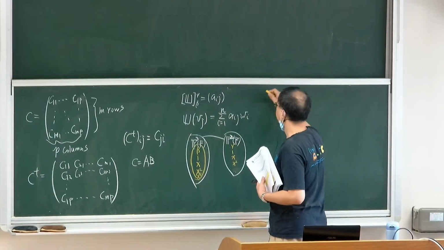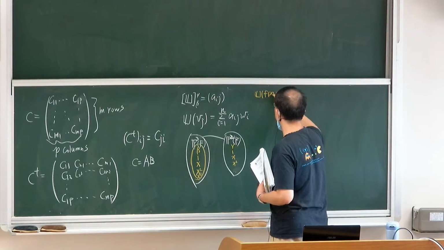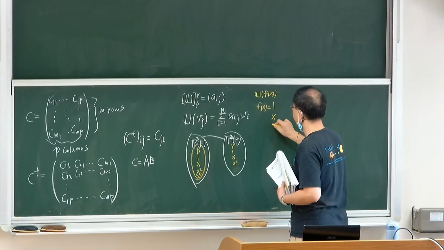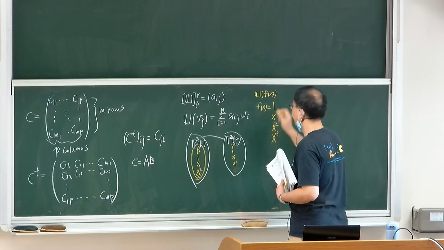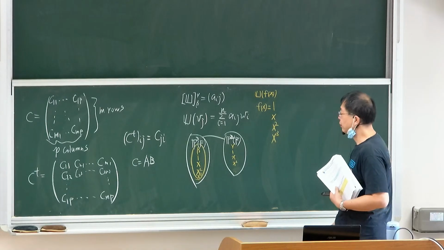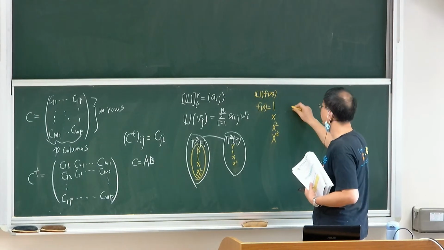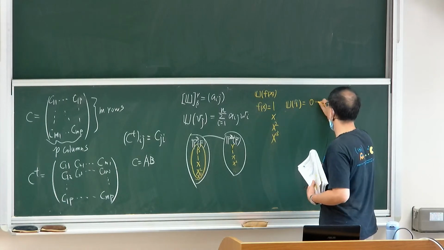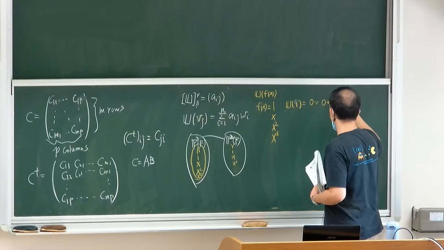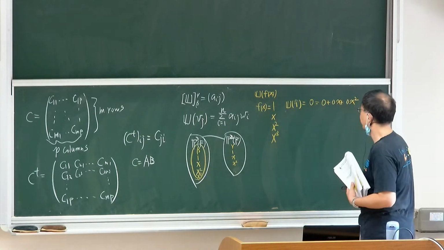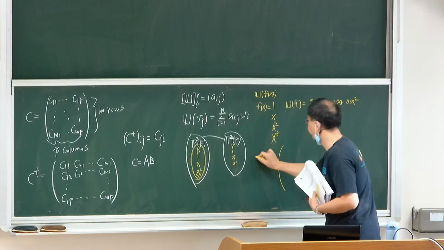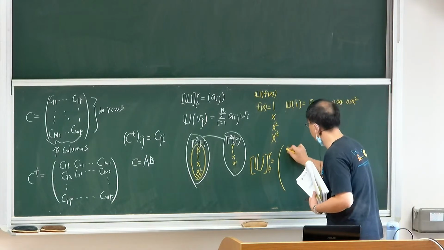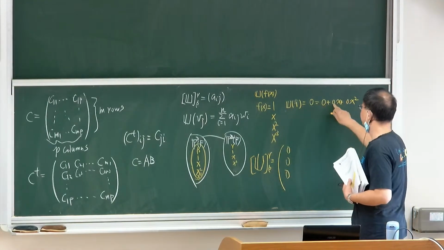So we take U of f(x), and let f(x) be equal to 1, x, x squared, x cubed. If f(x) equals 1, then U of 1 equals 0, which means 0 plus 0x plus 0x squared. So the first column of U from beta to gamma becomes 0, 0, 0.